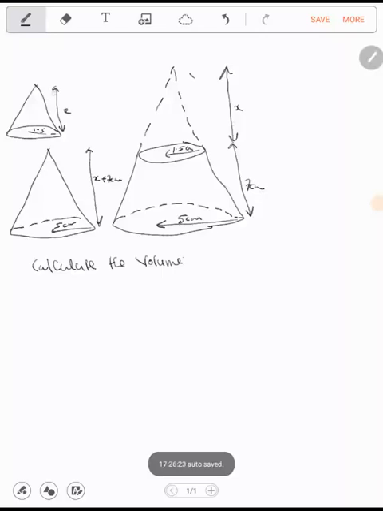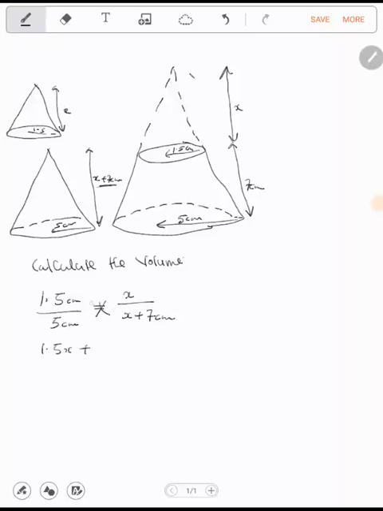For me to find that height, I'll take these as similar figures. So I'll say this height corresponds to this height, this radius corresponds to this radius. So 1.5 centimeters corresponds to 5 centimeters, equal to this x corresponding to this height, x plus 7 centimeters. This is what I'm finding first. Now I'll cross multiply, and this will be 1.5x plus, when I cross multiply, 7 times 1.5, that will be 10.5, equal to 5x.